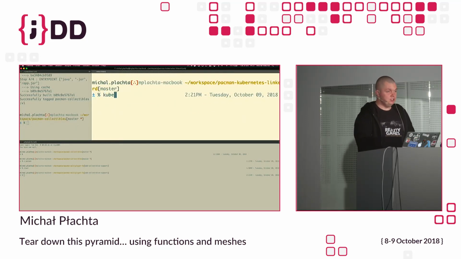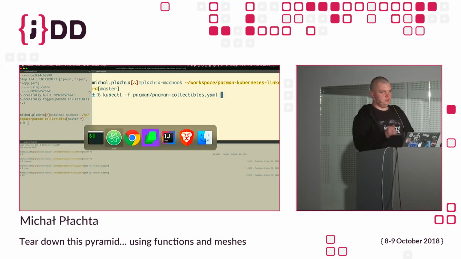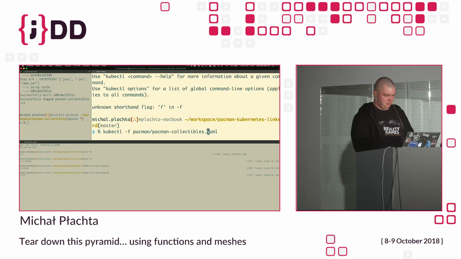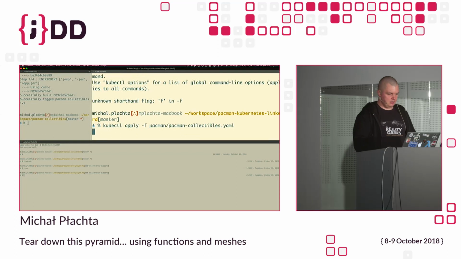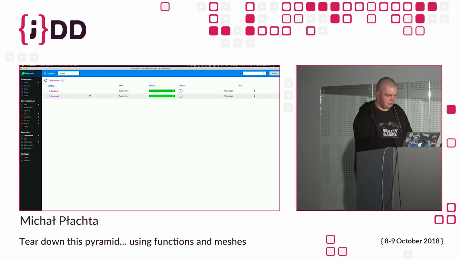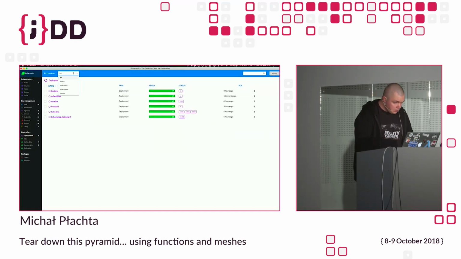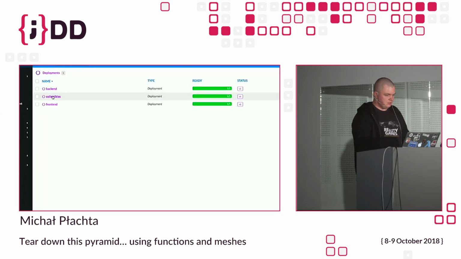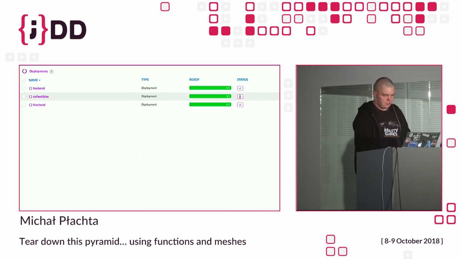So kubectl. We are just applying this YAML file, kubectl apply -f pacman-collectibles.yaml. Right? So the one that I showed you with the service and deployment, we are just applying it to our current cluster. kubectl apply to this cluster: service collectibles unchanged, because it was already there, but deployment collectibles has been created. And now we should be able to see, when we refresh, the new deployment over here. So there is this Kubernetes collectibles deployment version 1.